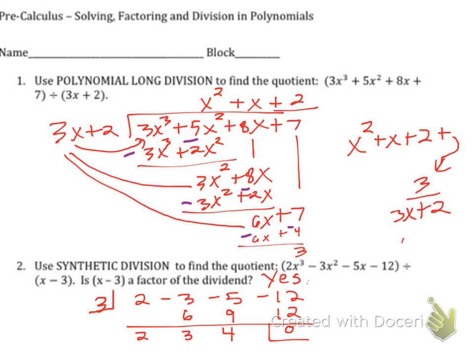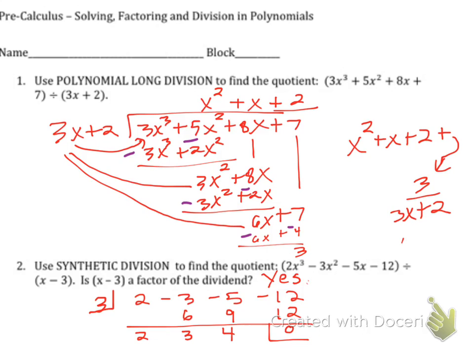Multiply, add down. When you get a remainder of 0, you find out that 3, that root I'm dividing in, indicates a factor of x minus 3. Remember, if you've got a root of 3, you have x minus 3 as a factor. So if you have a root of whatever number a, you have x minus a as a factor of the original polynomial. So yeah, this one works.